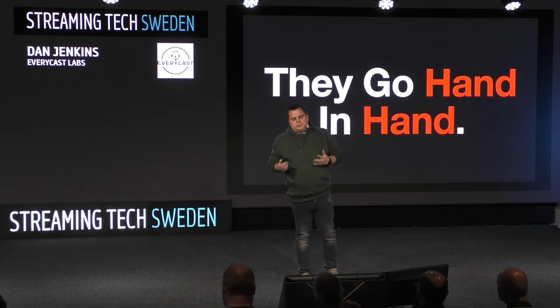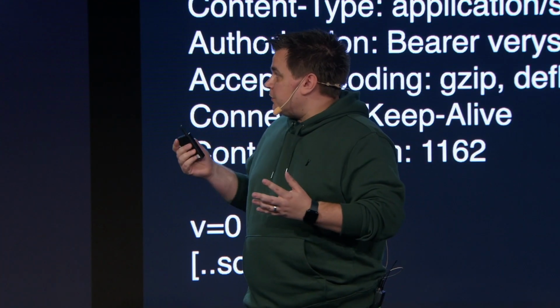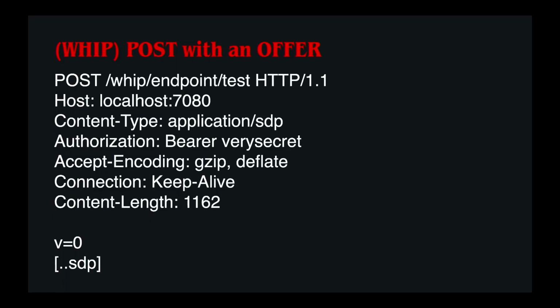So what is WHIP and what is WHEP? Let's take a very quick look at WHIP, because they're both very similar to one another. At the heart of both of them is this HTTP POST request. So this is the POST request. It's going to an endpoint, WHIP endpoint test. Thank you very much to the MillicastTeam for writing very good blog posts that I could take this snippet from. It's a POST request to a URL, and it's got some SDP in it, and it's got a content type of application/sdp.